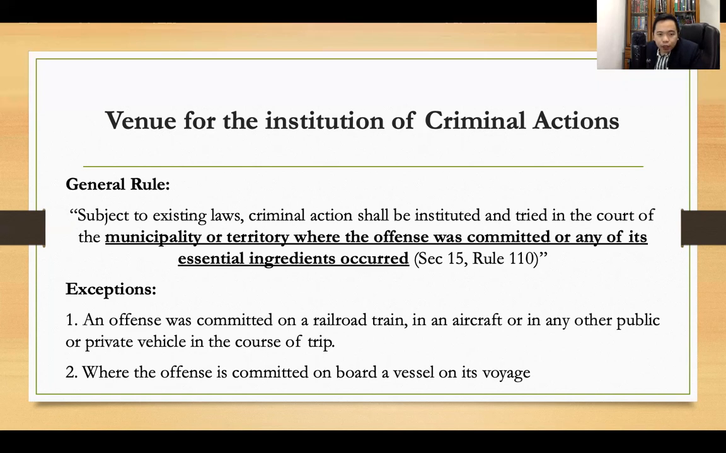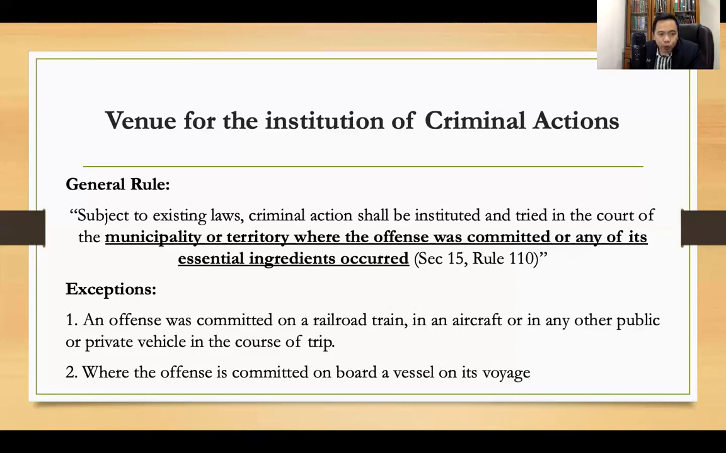Number one, an offense committed on a railroad train, in an aircraft, or in any other public or private vehicle in the course of a trip. Now, in case, class, that there is robbery, for example, in a railroad train, then you can file the complaint in any of the places where the train passed, no? Or the route of the railroad train.